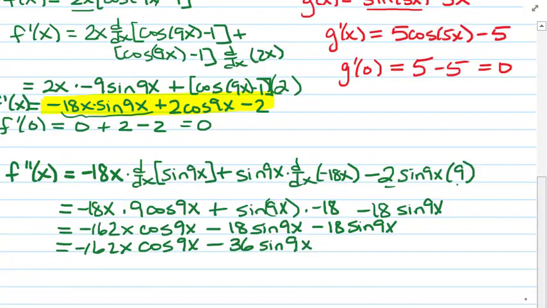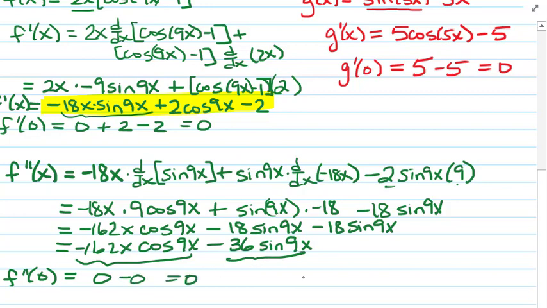We're going to need to plug 0 into it to evaluate our limit. So let's see what that would be. That's going to give us a 0 in the first term, since 0 times anything would be 0. And then it's also going to give us a 0 in the second term, because sine of 0 is 0. So 0 minus 0 is going to be 0 again.